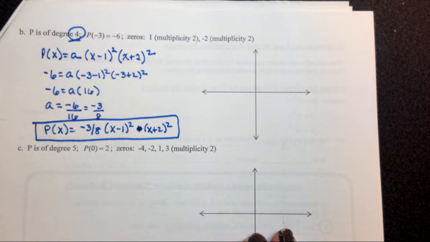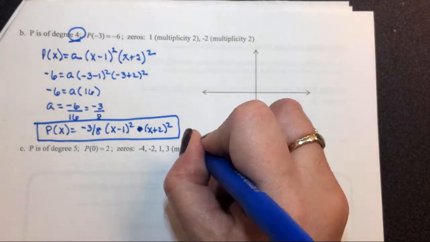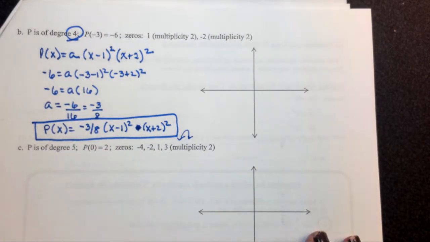So now it's a 4th degree polynomial. Tell me about the leading coefficient. Is the leading coefficient positive or negative? Negative. So what does that mean? Are both ends opening up or are both ends going down? Going down. So I now know what the end behavior is going to look like.